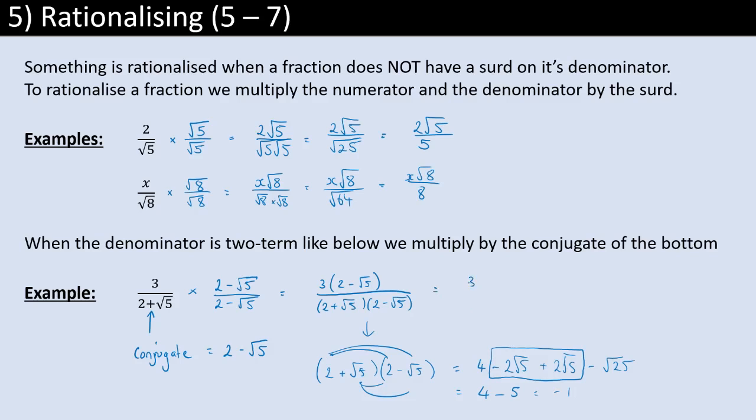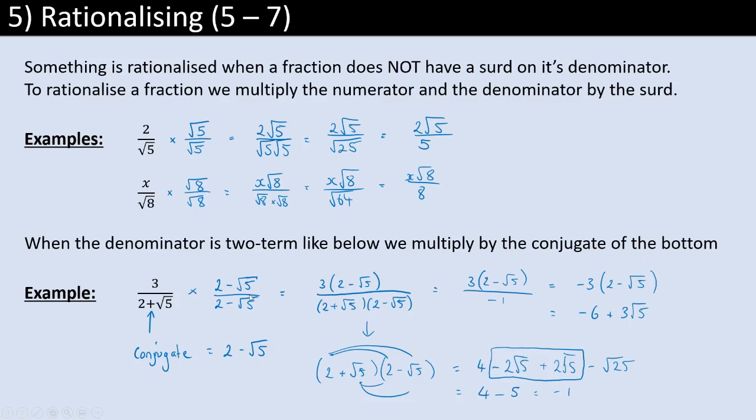So this is going to be the same as 3 lots of 2 take away root 5 over negative 1. Which is the same thing as us writing negative 3 lots of 2 take root 5. If I wanted to go a stage further, I could expand that bracket. Negative 3 times 2 is negative 6. Negative 3 times negative root 5 is positive 3 root 5.